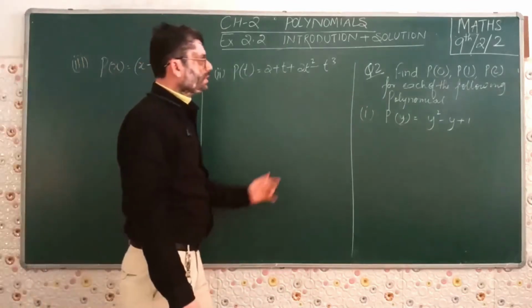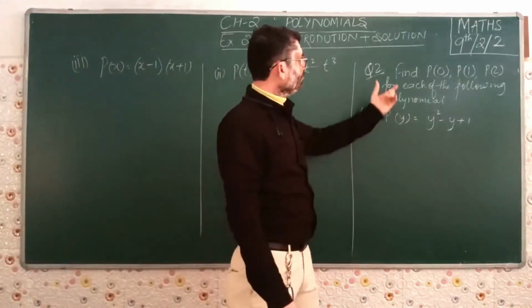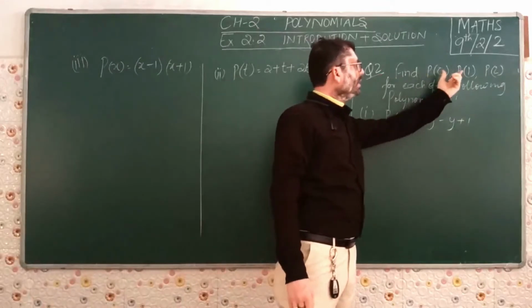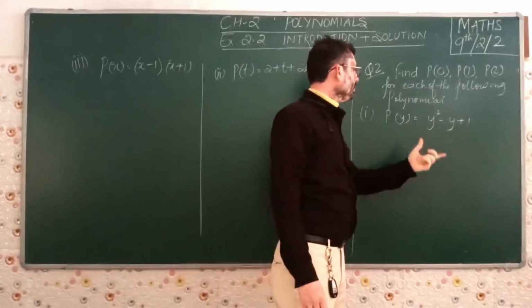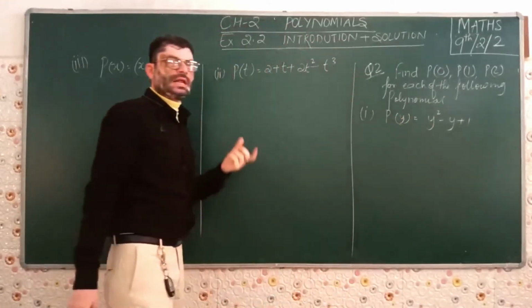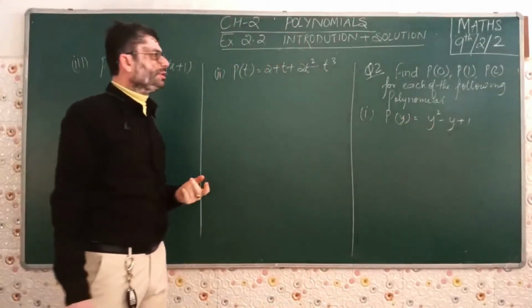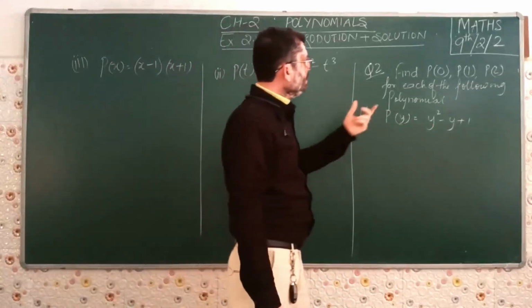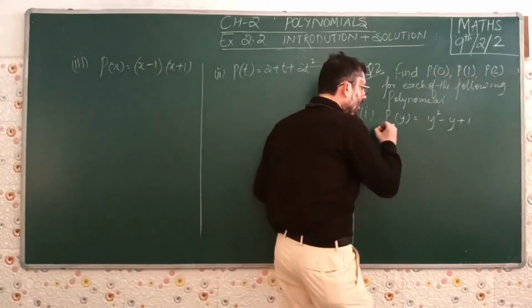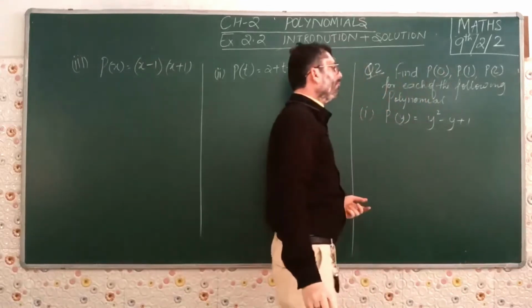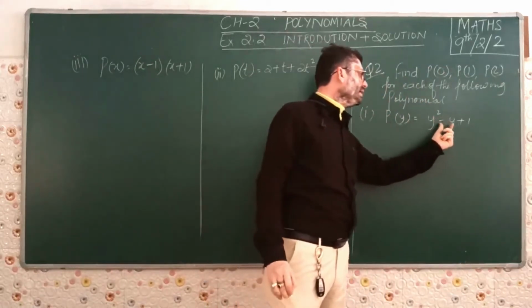Next is question number 2. We need to find p of 0, p of 1, p of 2 for each of the following polynomials. There are 4 parts in the question and we will be doing 3. The fourth you can do for your practice. We need to find the value of p of 0, p of 1 and p of 2. We are given the polynomial p of y is equal to y square minus y plus 1.